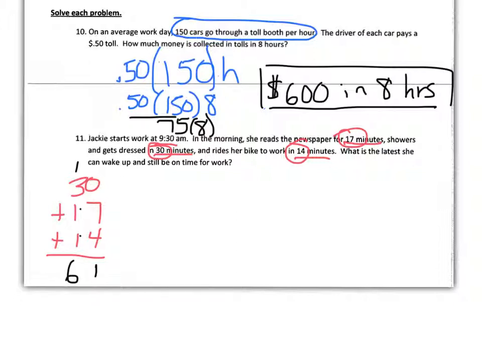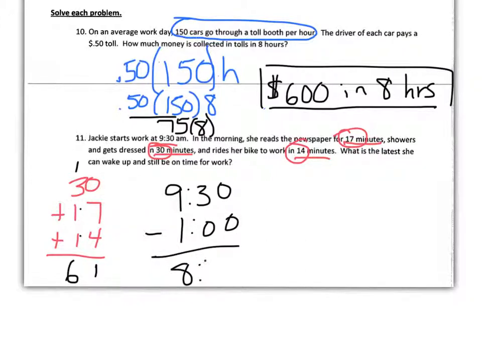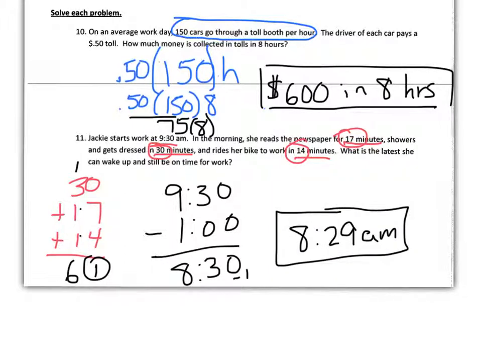Okay, we're going to take that and we're going to subtract that from the 9:30. So 61, if I was at 60, that would be 1 hour. So 1 hour less from 9:30. So minus 1 hour would be 8:30. Okay, I do need to take into account that one more minute. So minus 1 minute will be 8:29. So what is the latest she can wake up and still be on time for work? Again, you'd write that in a sentence: the latest she can wake up would be 8:29 a.m.